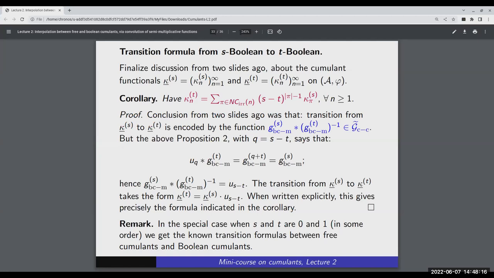This is a result of Franz Lehner. Actually, I should mention there is a paper in 2015 by four authors, Arizmendi, Hasebe, Lehner, Vargas, which was very influential for us when we wrote the paper that I presented today, and where they do a complete table of relations between classical, Boolean, free, monotone. Anyway, here if S and T are 0 and 1, then you retrieve that original result of Lehner which started the whole thing.